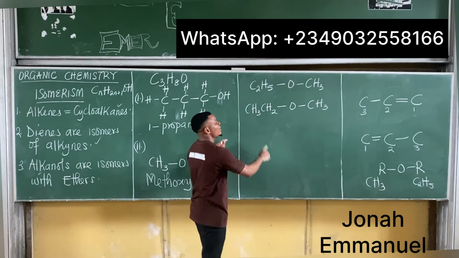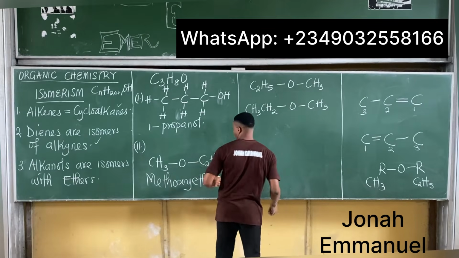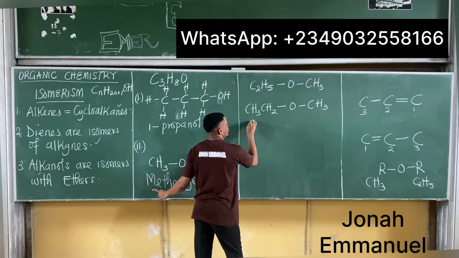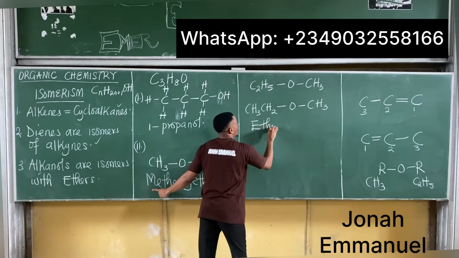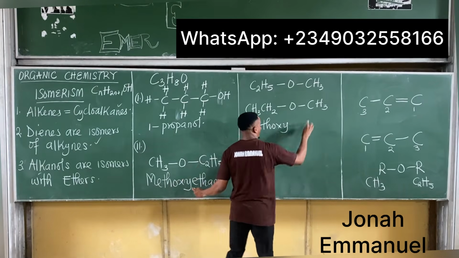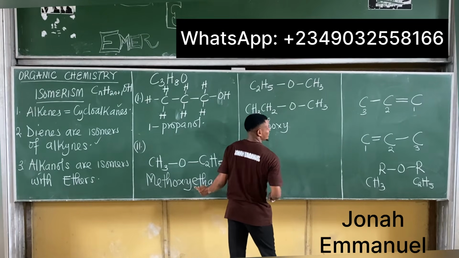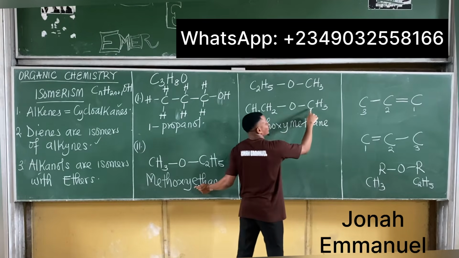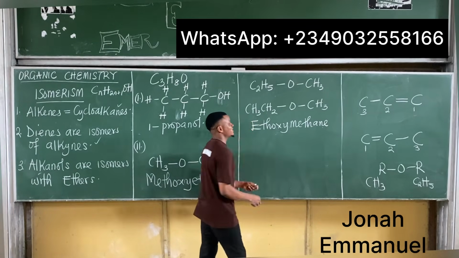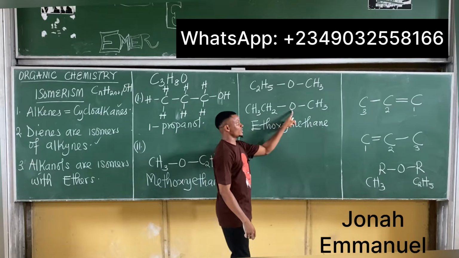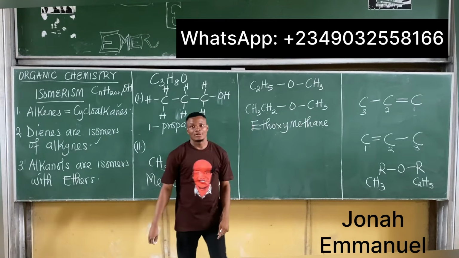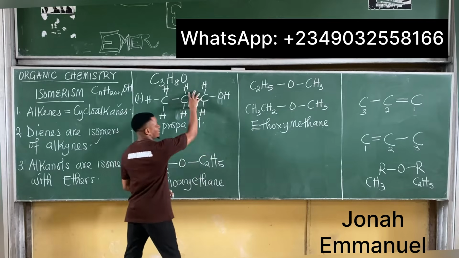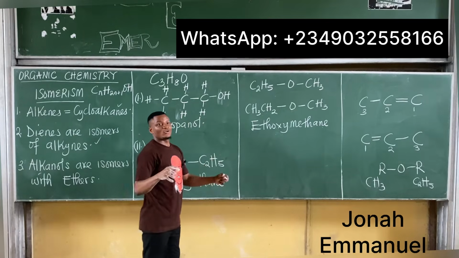So with C2H5, how do you name this? Please observe. It was met. 2 carbons gives you et. So it becomes ethoxy, then methane, because it's 1 carbon: ethoxymethane. So the idea is simple: et, oxy, then methane. If they say name it, you can just pick this or this.